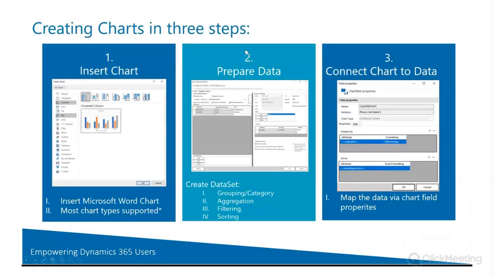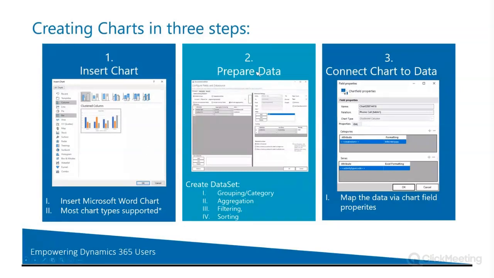So let's talk a little bit about how we're going to create these charts in the DCP template designer. It's pretty much just 3 steps. There are some things you do need to know, but basically the 3 steps are: first, we're going to insert a chart. You're going to be inserting a Microsoft Word chart, and we support most of the chart types. Later in the webinar, I'll show you a list of all the supported and unsupported chart types. I think there are only a few chart types that are not supported at this time.